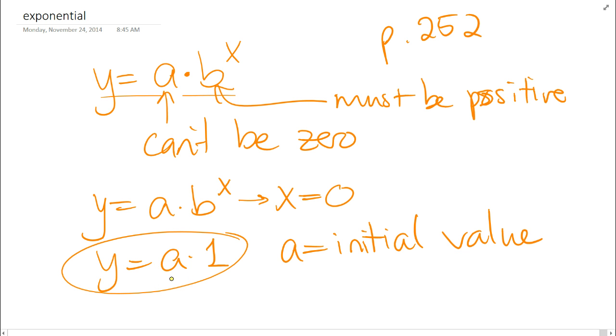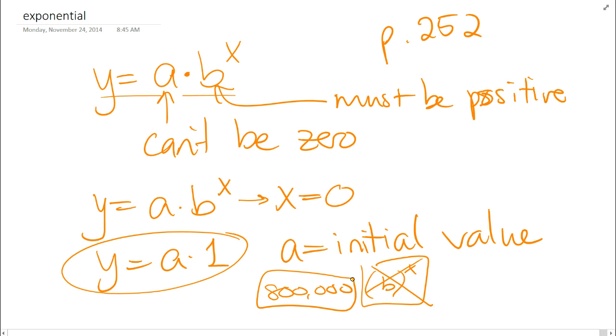So you'll hear problems like, we've got a population of 800,000 people, and after 3 years, what is the population going to be if it grows at a certain rate? And so a, we know, would be that 800,000, and our rate is going to be the b, and we keep the x where it is. So this would be 1 year, or 2 years, or 3 years, but when it's 0 years, this term cancels out, and this is our initial value.